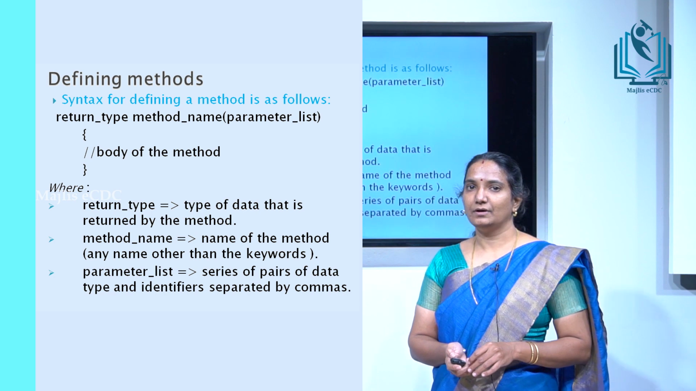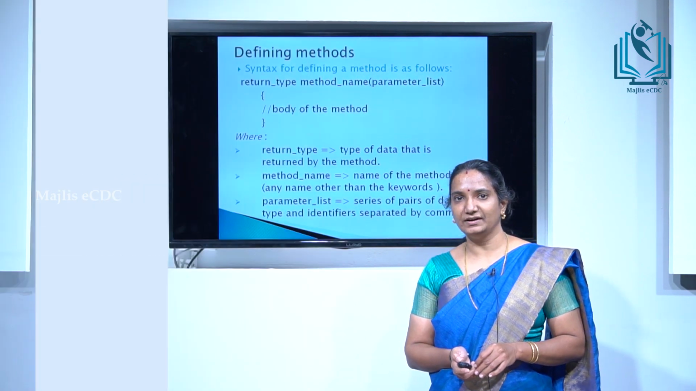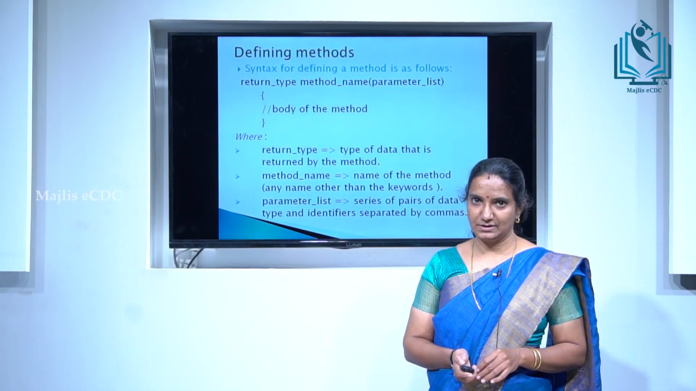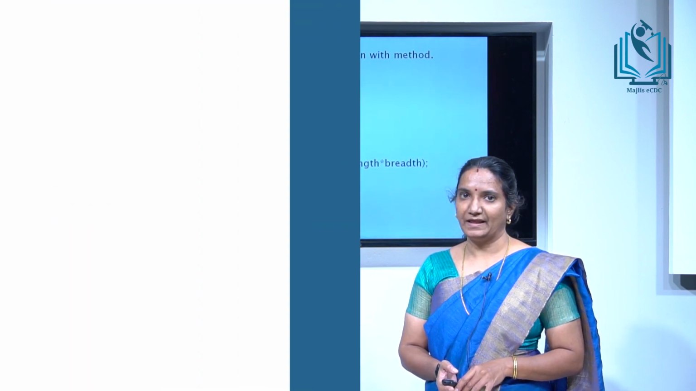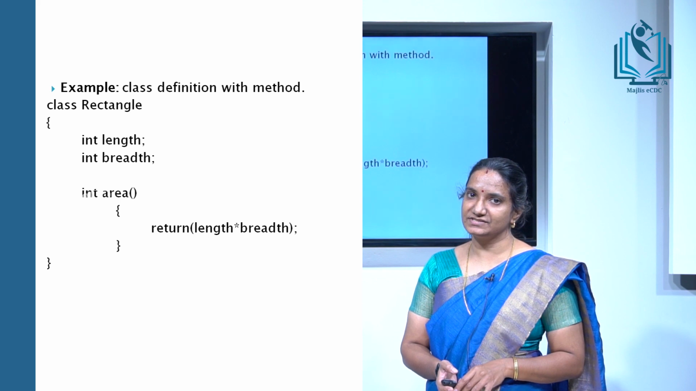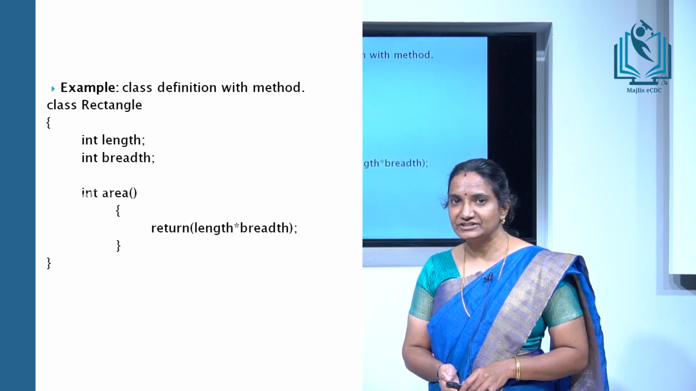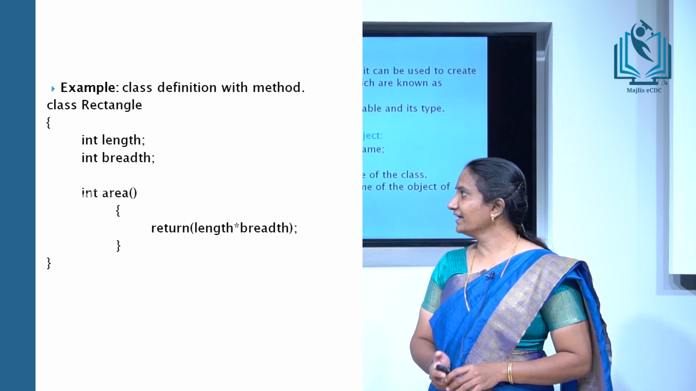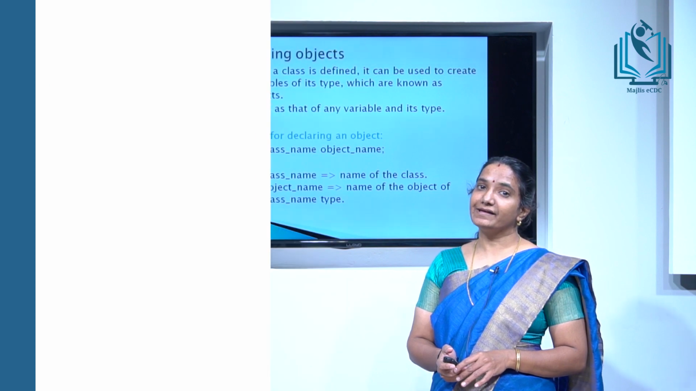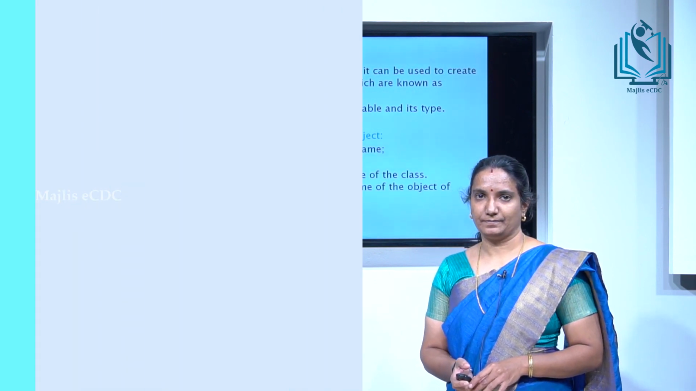That's all about the class declaration: variables and methods. Variables declared are int length, int breadth, and the method declaration is int area. That's all about our first topic, defining a class. Next heading is creating objects.